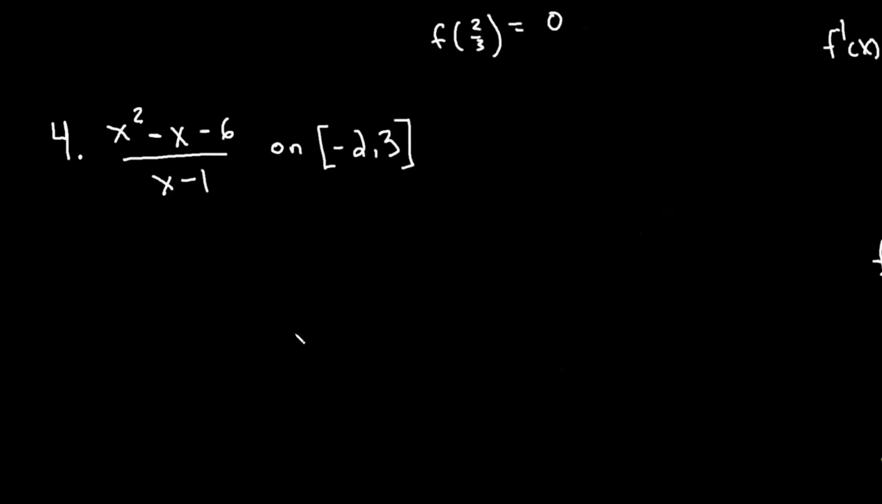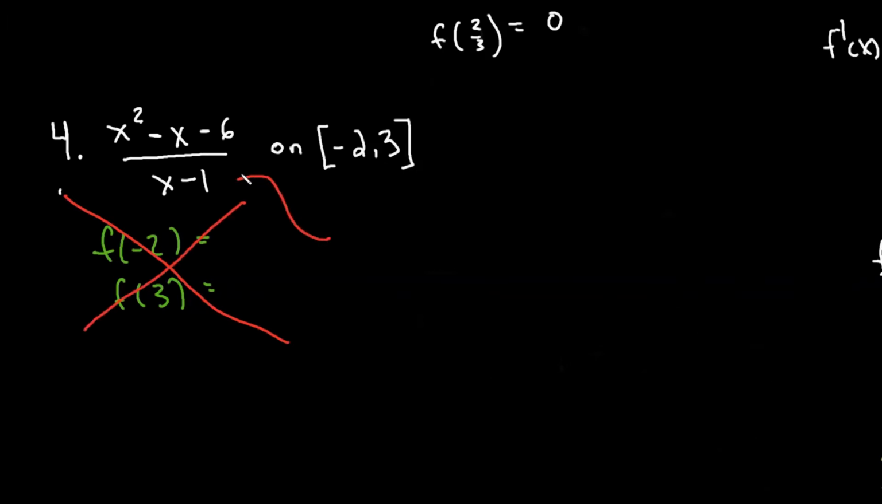Alright, so question 4 asks us for x squared minus x minus 6 over x minus 1 on the interval negative 2 to 3. So Rolle's theorem, we're going to do f of negative 2, f of 3 equals. No, guys, no. Wrong.